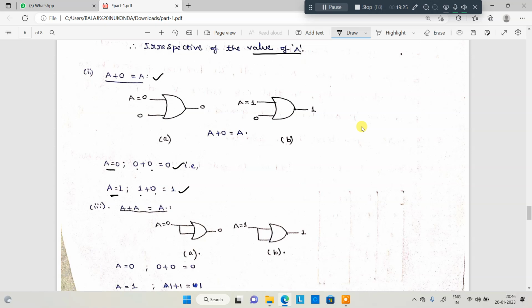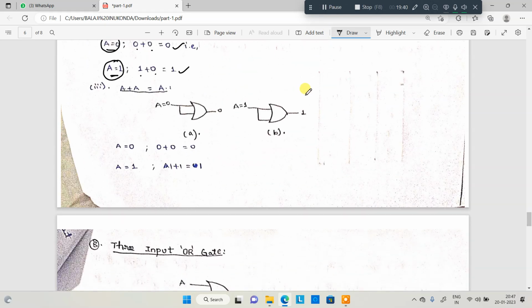So here, whatever the value of A, whether it is 0 or 1, the same value appears as the output. That means A plus 0 is equal to A. Next, coming to the next one: A plus A is equal to A.